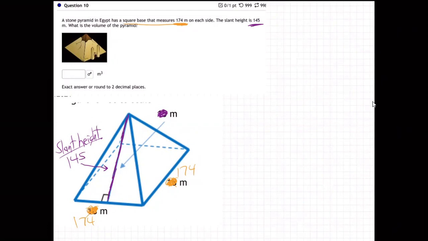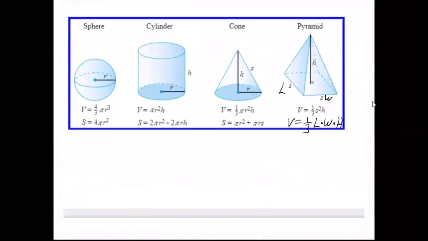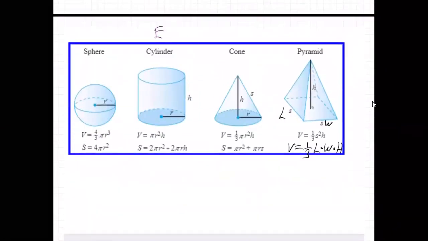And what do they want from us? They want the volume of the pyramid. Well, if we go to the exam 3 notes, for a pyramid, the volume is 1/3 length times width times height. But notice that height is the real height of the pyramid, straight down the middle. It goes from the tip top straight down, hits the very middle of the base, right in the middle of the square base.